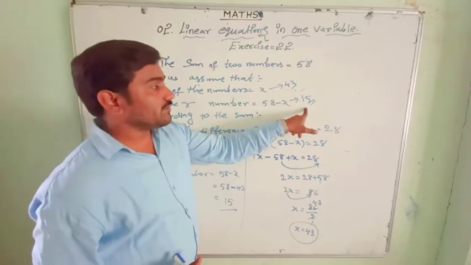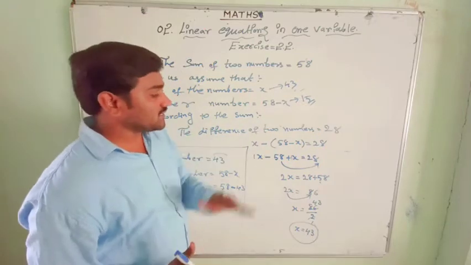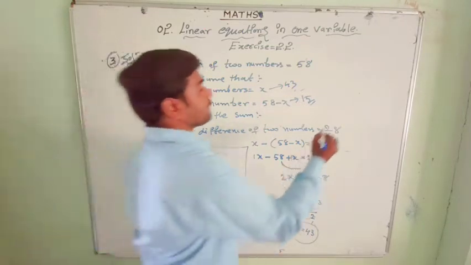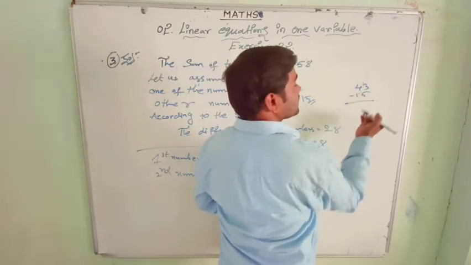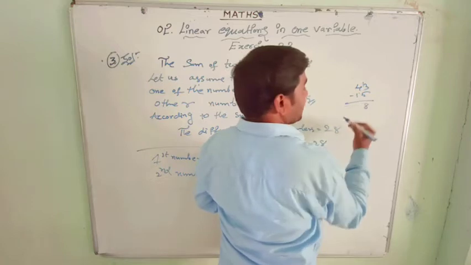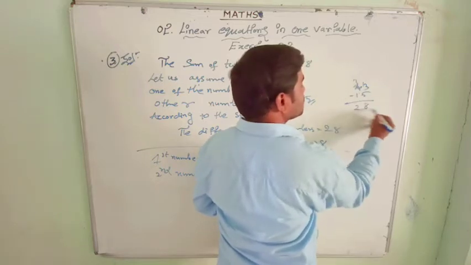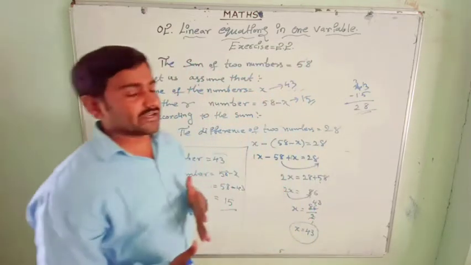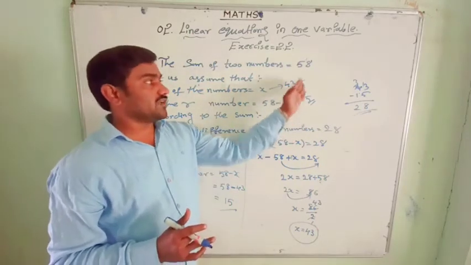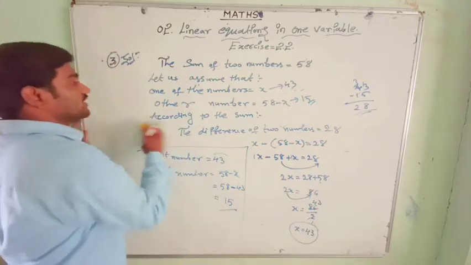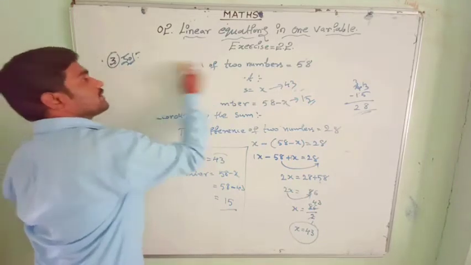Now 43 minus 15, you do it. What do you get here? 13 minus 5 is 8, and 3 minus 1 is 2, so 28. Yes, the difference you are getting is 28 and the sum you are getting is 58. So these are the two numbers where the sum is 58 and the difference is 28. So, very easy problems.